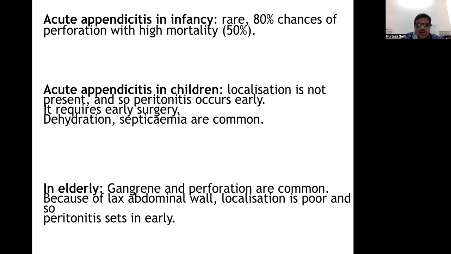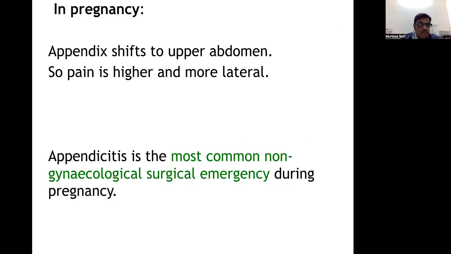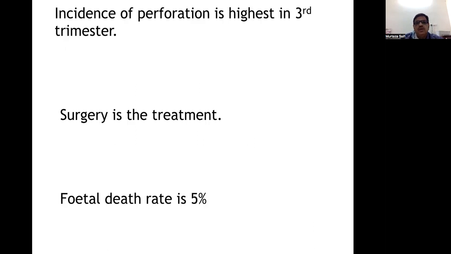In the elderly, gangrene and perforation are common because of lax abdominal wall. Localization is poor, so peritonitis sets in early. In pregnancy, the appendix shifts to the upper abdomen, so pain is higher and more lateral. Appendicitis is the most common non-gynecological surgical emergency during pregnancy. Incidence of perforation is highest in the third trimester. Surgery is the treatment. Fetal death rate is 5%.